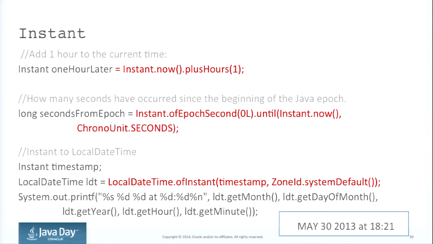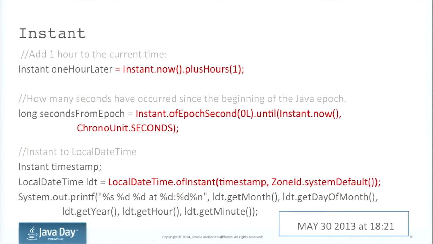Now, how many seconds have occurred since the beginning of the Java epoch? We can actually call the between method on Instant with 0 as a value, so the beginning, until now. See how flexible the API is. From the beginning until, and then I create an instant that is right now. You can define the units that you want to use for counting. In this case, I'm saying, give me the answer in seconds. So it's going to be a pretty big number.